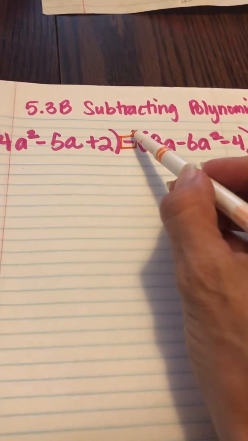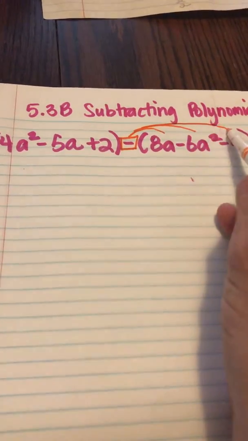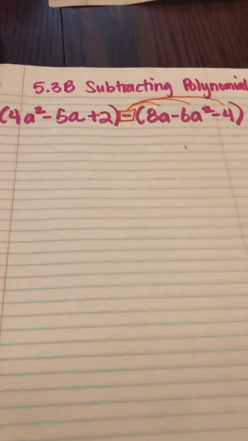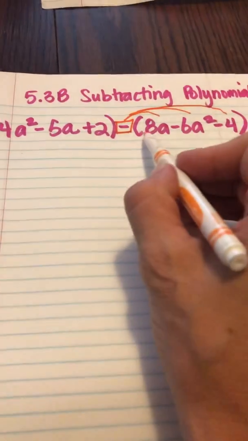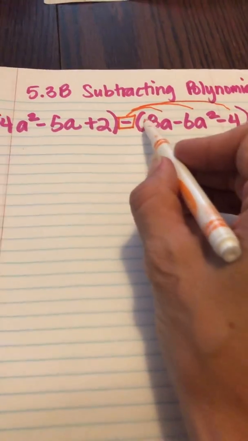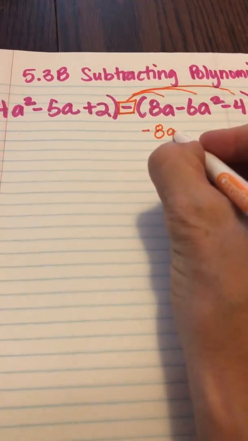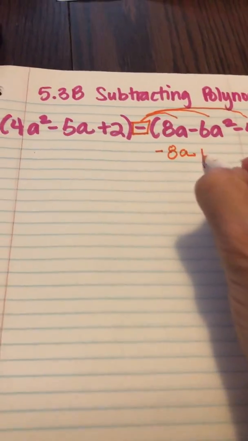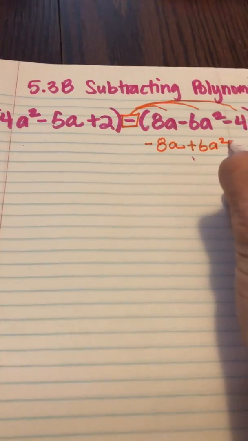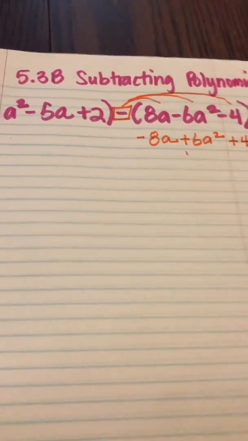You can think of it as distributive property. So I'm multiplying every term on the inside of the second grouping by -1. And as you know, when you multiply any term by -1, it basically turns to its opposite. So this 8a, positive 8a, would become -8a. And this -6a squared would become positive 6a squared. And this -4 would become positive 4.